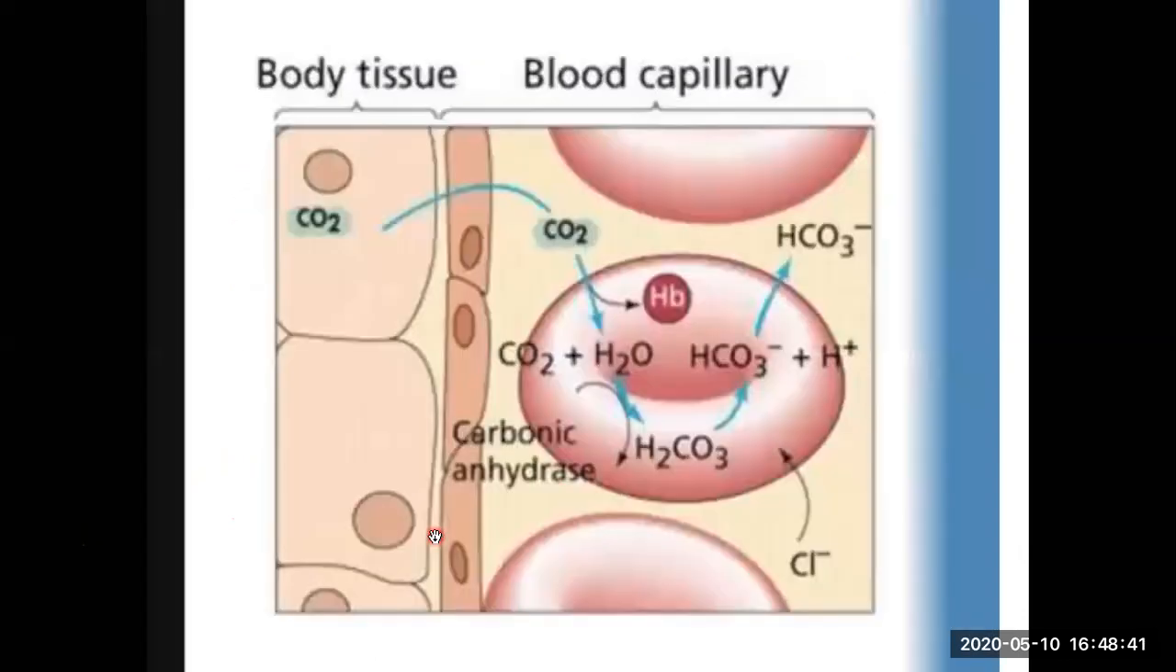So if we see the transport, carbon dioxide diffuses into blood according to partial pressure from tissues to blood. Here it forms carbonic acid with the help of the enzyme carbonic anhydrase in RBCs, forming bicarbonate ions, and the reaction is reversed at the surface of the alveoli.